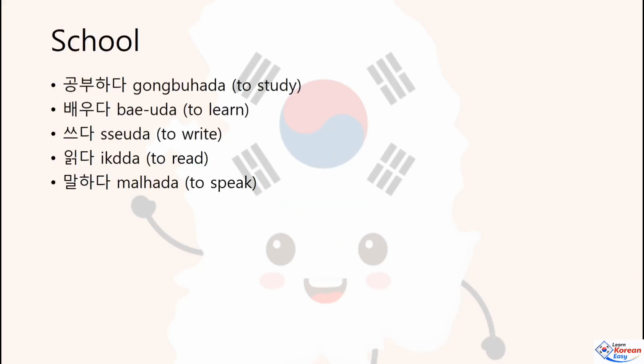So we just learned five simple ones in school: we study, we learn, we write, we learn to read, and we learn to speak. Of course we do learn to calculate and all that, but just basic ones. So 공부하다, to study, 배우다, to learn, 쓰다, to write, 읽다, to read, 말하다, to speak.